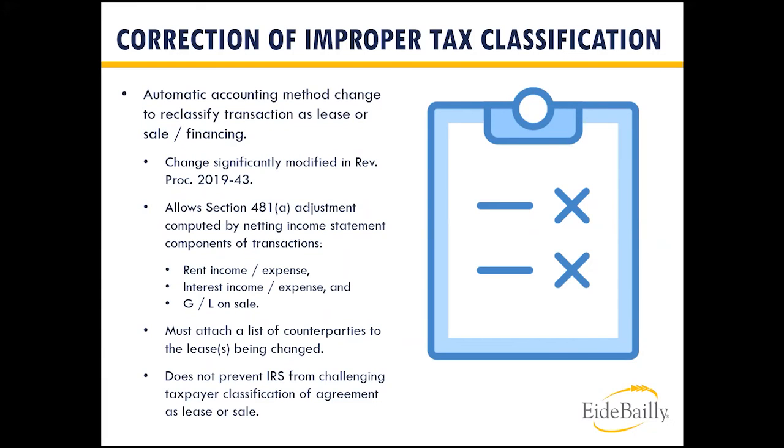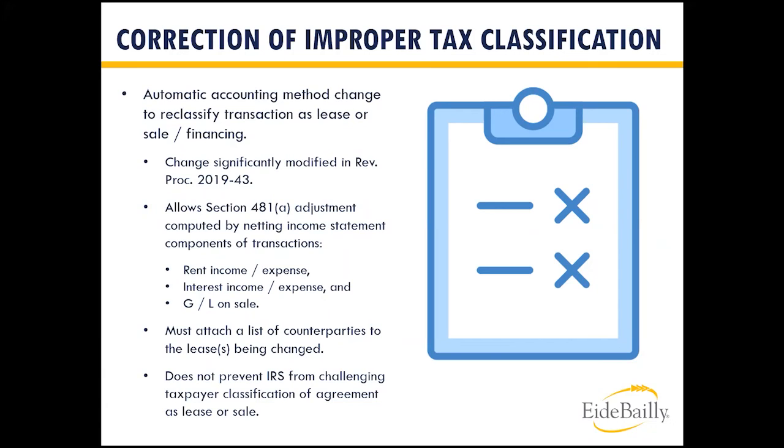Since this qualifies for automatic consent, that means no filing fees. We can file it with a currently filed return by the original or extended due dates. So we can still file these changes for 2019. And the IRS now annually updates the list of automatic changes, and they made some important modifications to this change at the end of 2019.